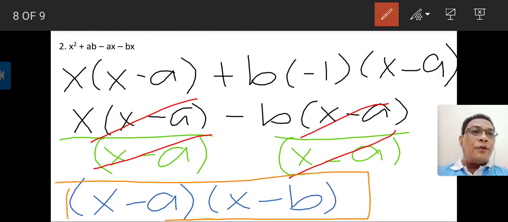So, I hope this will help you in factoring polynomials of 4 terms that don't have any common factor.